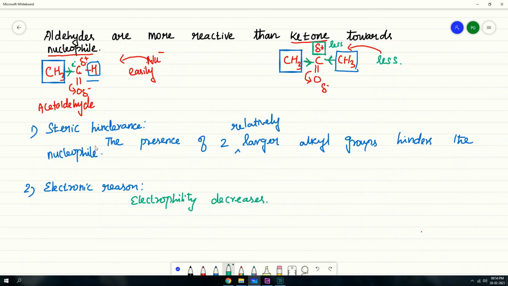So you have two reasons: one is steric hindrance and the other is the electronic reason. See here, the two alkyl groups in ketone decrease the electrophilicity of the carbon. So aldehydes are more reactive than ketones.